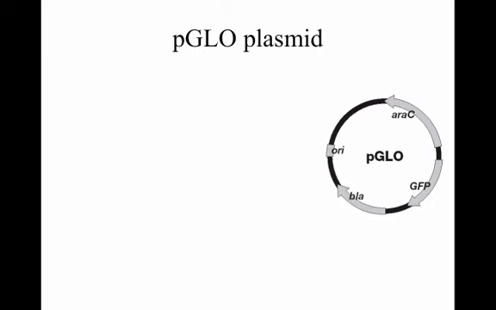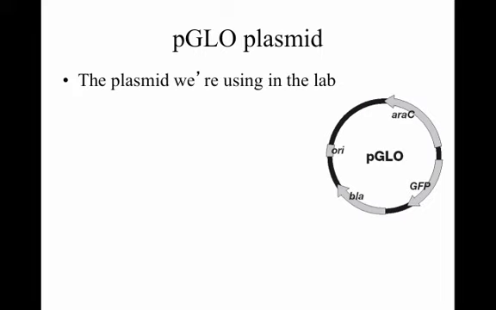All right, so let's talk about our lab. In your lab, you're going to use the pGLO plasmid. Technically, if a scientist creates a recombinant plasmid like pGLO, you can name it whatever you want. So in this case, they named it pGLO. And the plasmid in this case has 3 genes on it that we're interested in.